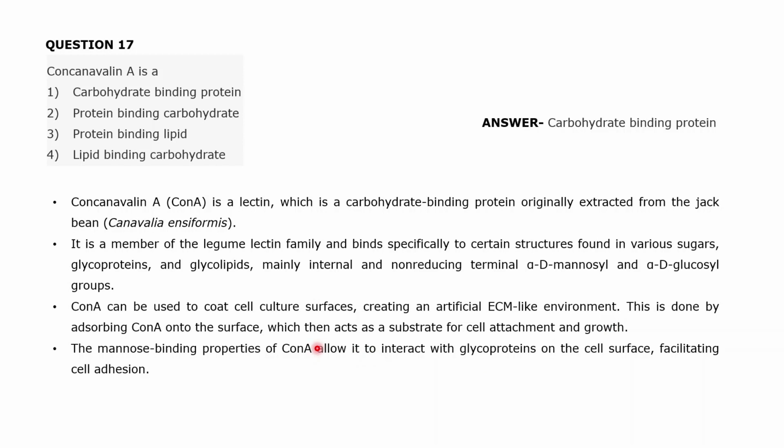So concanavalin A, or ConA, which is obtained from jack bean and is naturally occurring in nature, is a carbohydrate binding protein. That's why it's called a lectin. That particular term is used to describe the carbohydrate binding property of concanavalin A. So does anyone have any other doubt?